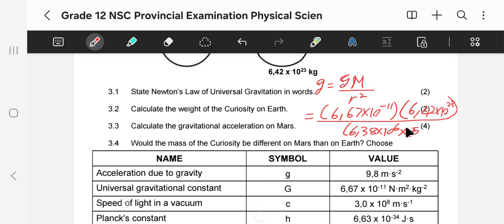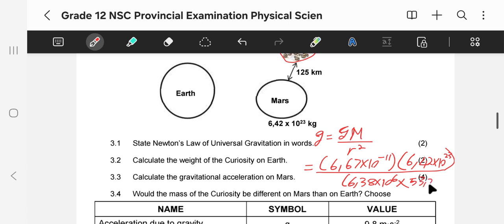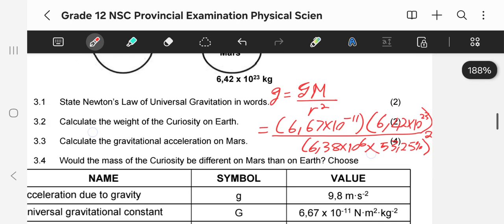What is it? Is it 53? It's 53,25%. Or another person can see 6,38 times 10 to the power of 6 times 53,25 divided by 100, because they said the radius of Mars is 53,25% that of the radius of the Earth. Yeah, that's what they said. It's radius, my bad. So we will multiply this way, and this has to be squared. Please guys, don't forget to square.